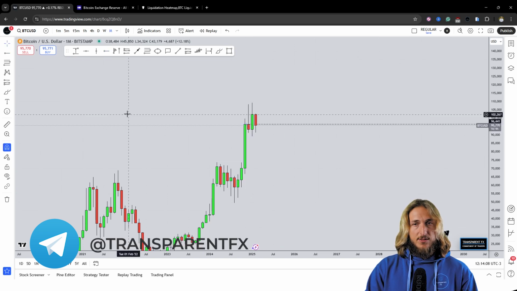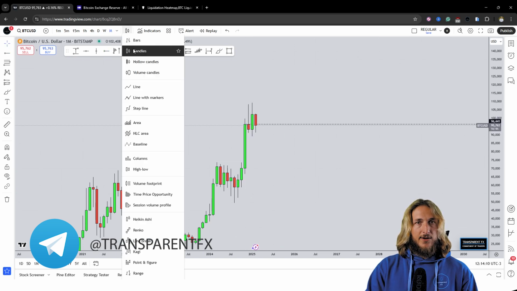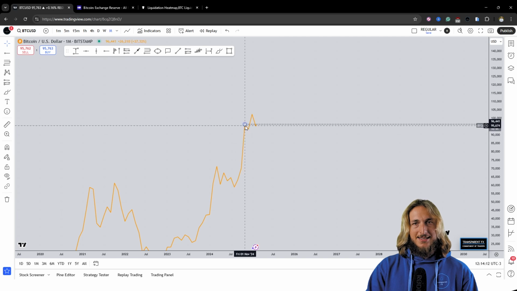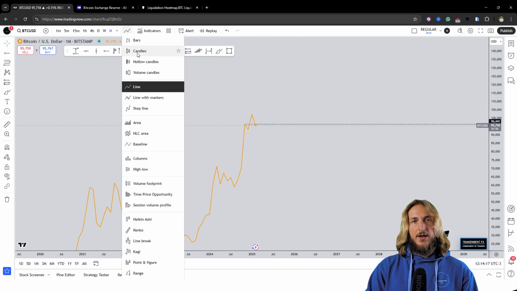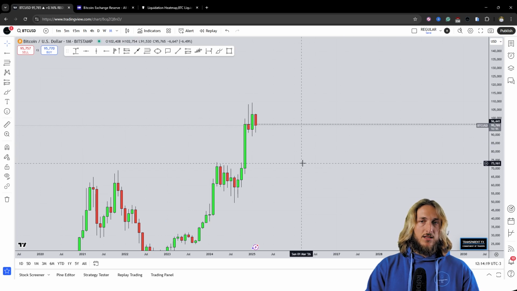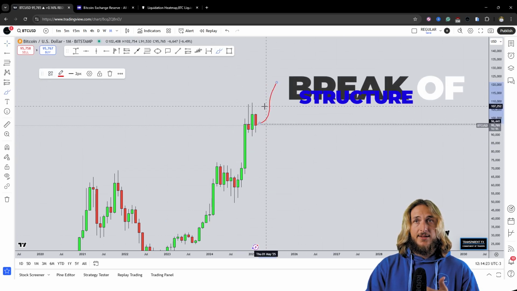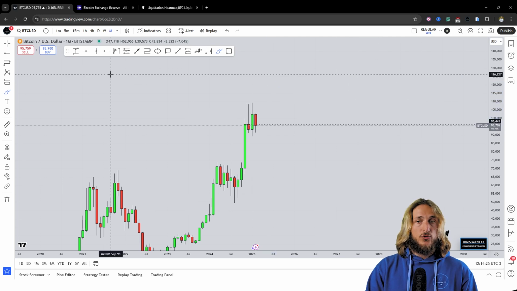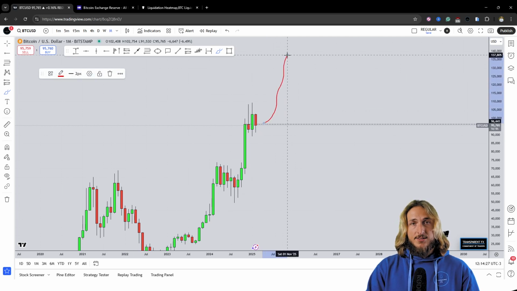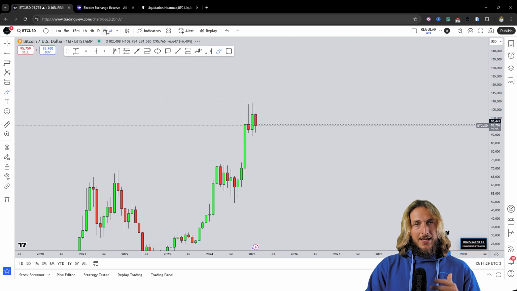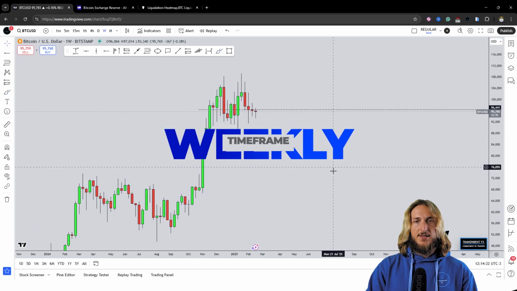Now, the previous monthly level, and you can easily identify it by going on a line chart, is exactly here. It will be very important to see the market close above this area from a monthly perspective, because a close above the zone could then signal that still buyers are in control and more price discovery is possible. Now, let's drop down on the weekly time frame and see what we have.